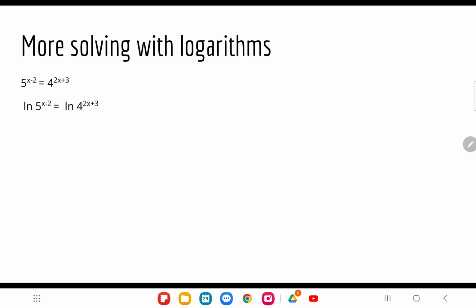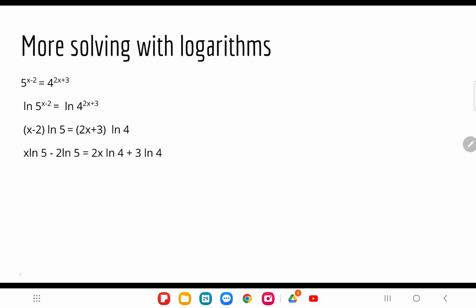You can choose to take whatever log you like. I like the natural log because it does show up on every calculator. And I'm then going to apply the properties of logarithms. So I'll get x minus 2 quantity times natural log of 5 and 2x plus 3 times the natural log of 4. I'll use the distributive property here and expand that out.